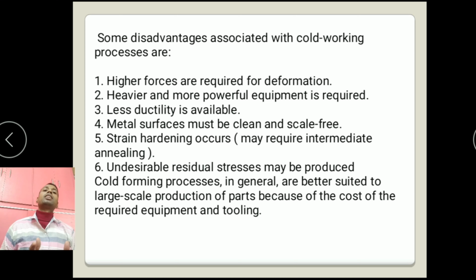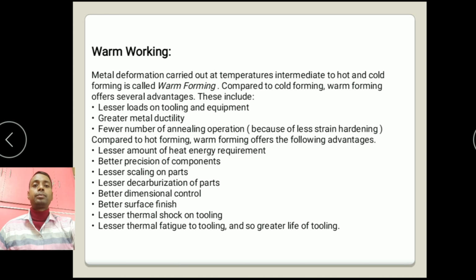What are some disadvantages also? Higher forces are required, heavier and more powerful equipment is required, less ductility is available, metal surface must be clean and scale free, strain hardening occurs, undesirable residual stress may occur. Cold forming processes in general are better suited to large scale production of parts because of the cost of the required equipment and tooling also.